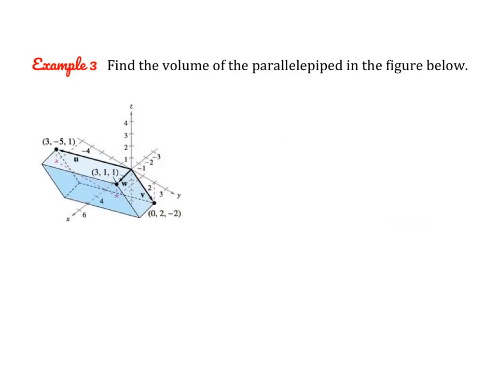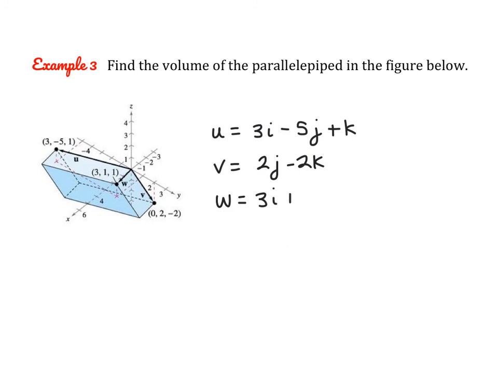All right, so let's look at this first one. So here you can see that we have a parallelepiped, and we are given 3 adjacent vectors. And these are really nice vectors too, because they're actually all component vectors. Their initial point is at 0, 0, 0. So we can write the standard unit form of these vectors. So vector u, which you can see is right here, is simply 3i minus 5j plus k. Vector v, you can see, is right here. Should be 2j minus 2k, and vector w is 3i plus j plus k.